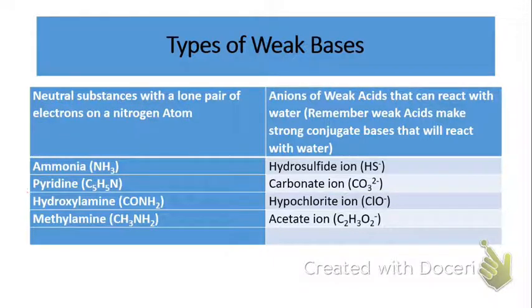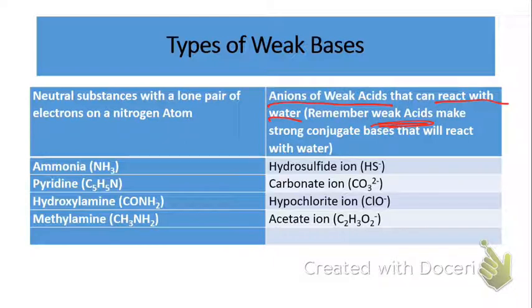Some other types of weak bases are going to be essentially anions of weak acids that have the ability to react with water. Remember this very important rule: weak acids make strong conjugate bases that will react with water. Always remember that. It's super important. Again, weak acids make strong conjugate bases that will end up reacting with water.